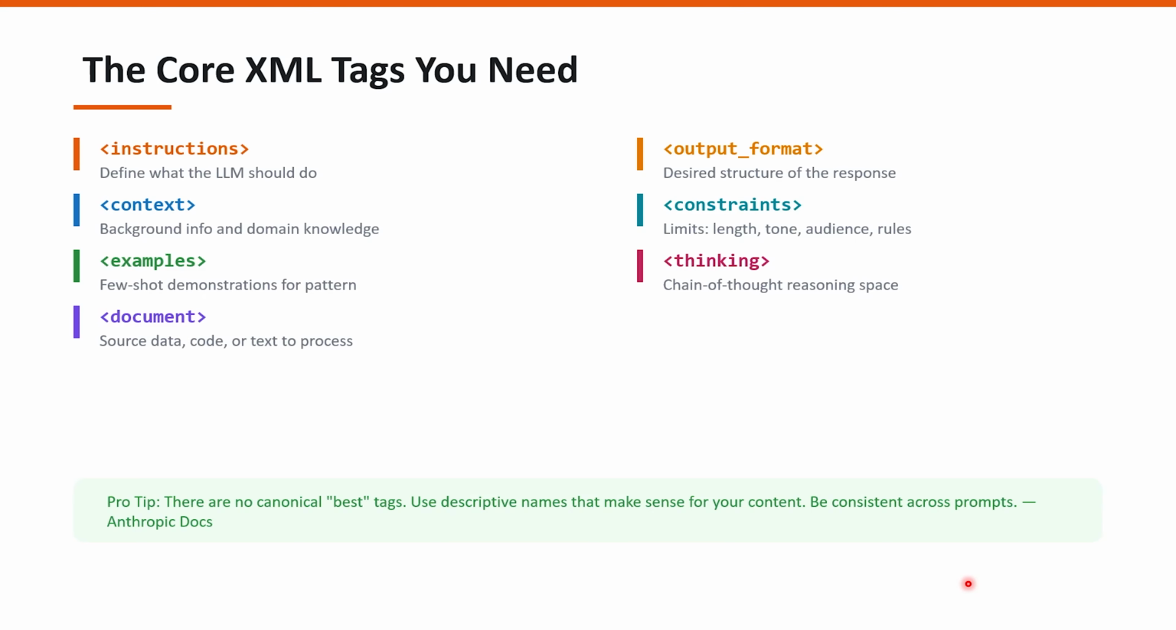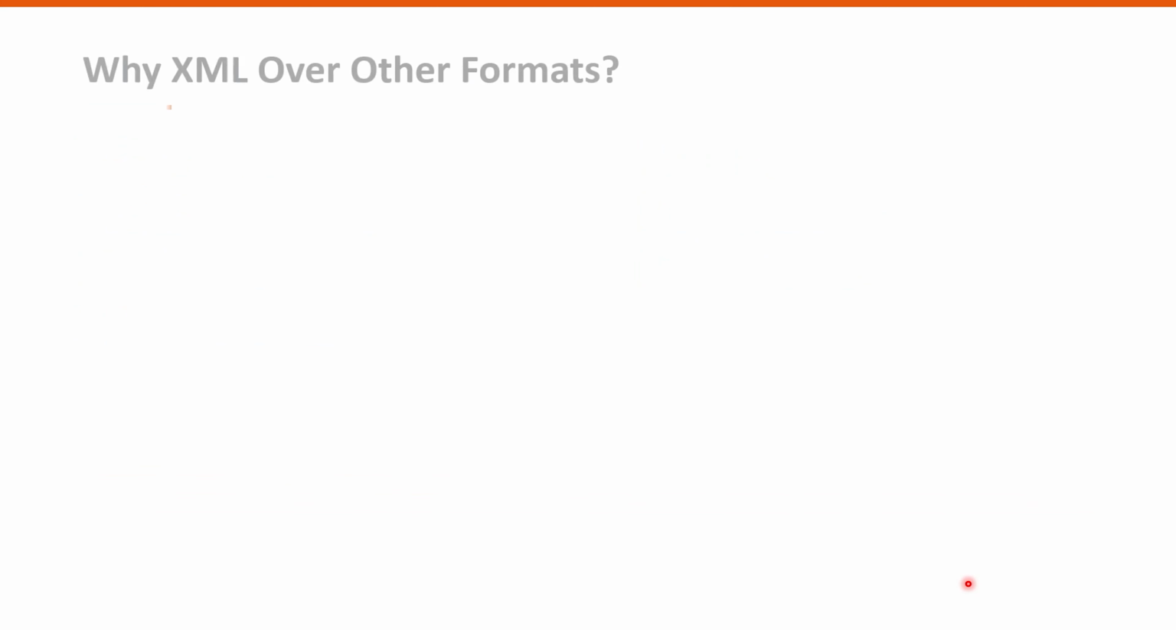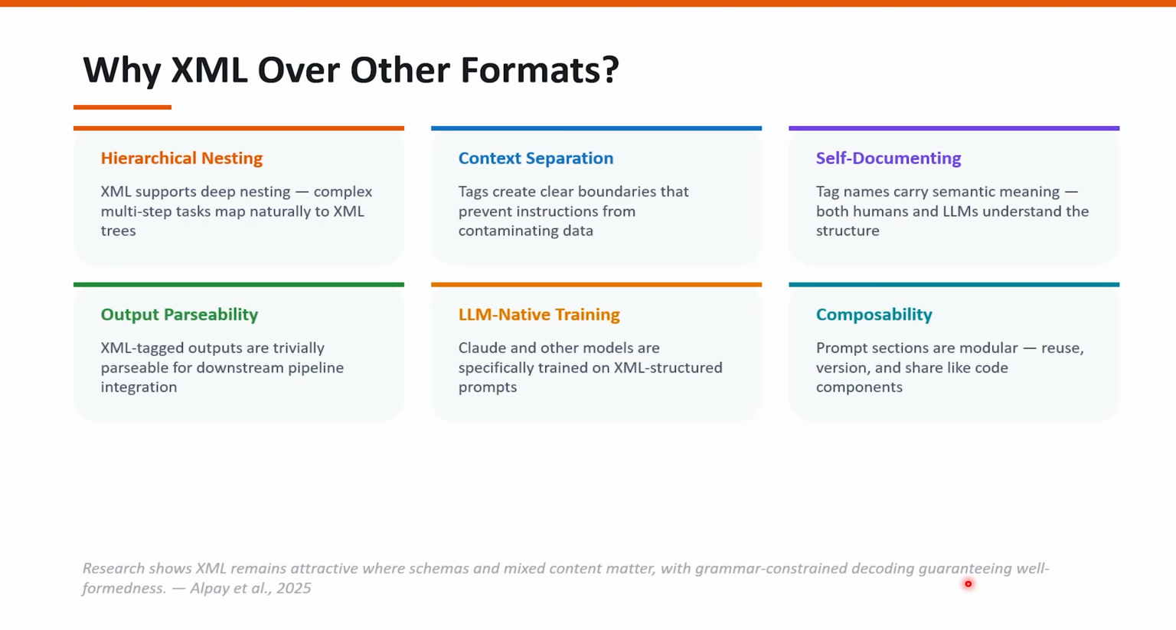So you might ask, why XML specifically? Why not JSON or Markdown or YAML? Good question. Let me explain. XML supports deep hierarchical nesting. You can have tags inside tags inside tags. This maps perfectly to complex multi-step tasks.